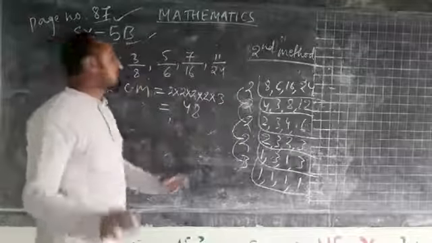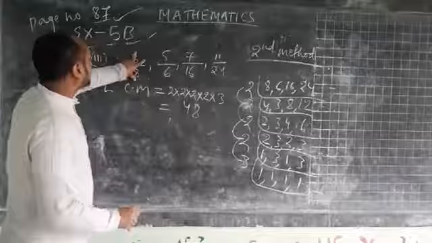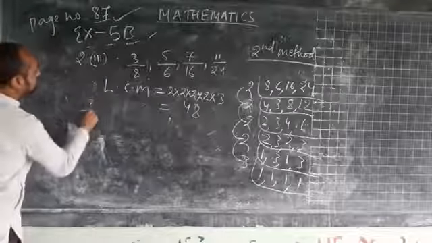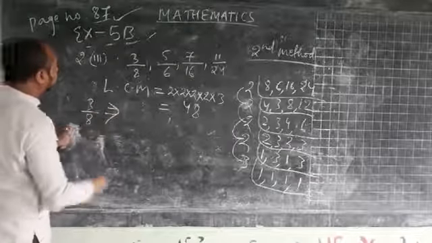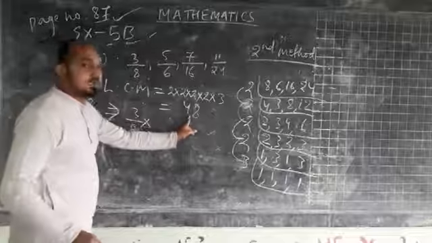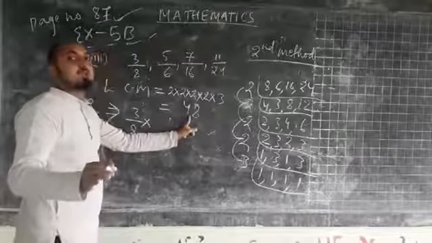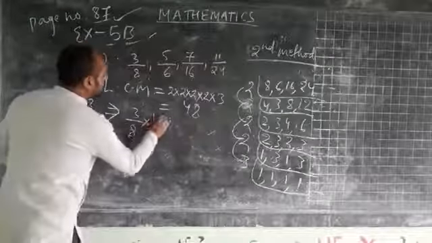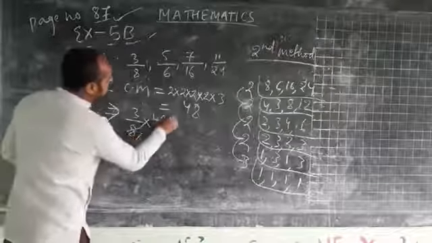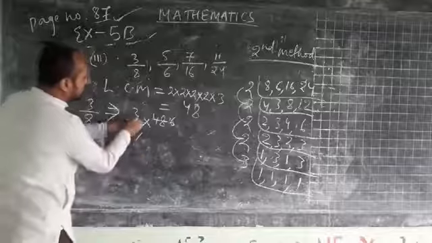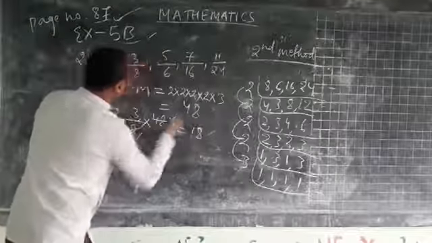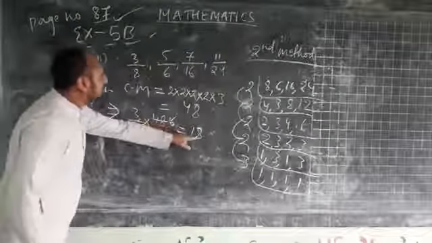Now in the case of second method, whatever the given fractions are, suppose the first fraction we have 3 by 8. So 3 by 8, what we can do is multiply the fraction with this 48. Now if you cancel, 8 1s are 8, 8 6s are 48. Now 3 and 6, 6 3s are 18. We are getting the product 18.